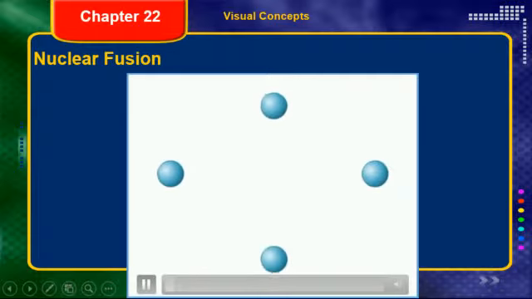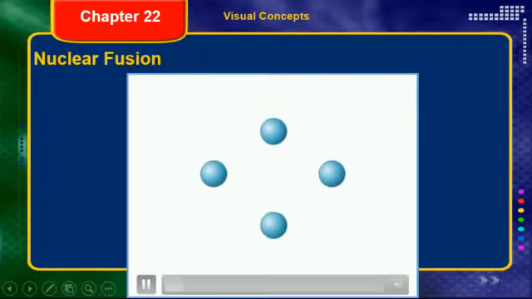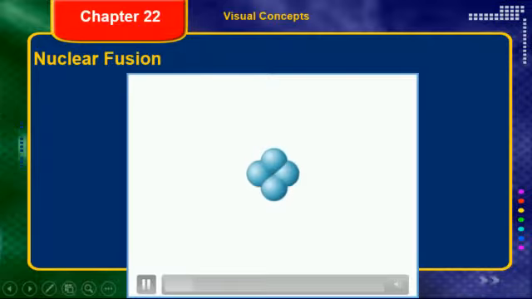When light nuclei collide, they can undergo fusion reactions and release energy. Fusion reactions make heavier nuclei from lighter nuclei. When 4 hydrogen nuclei combine, they can form a helium nucleus. Since 2 of the protons have turned into neutrons, other particles must be produced that will balance the charge. These particles are called positrons.